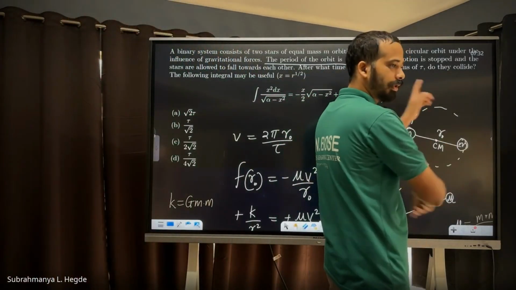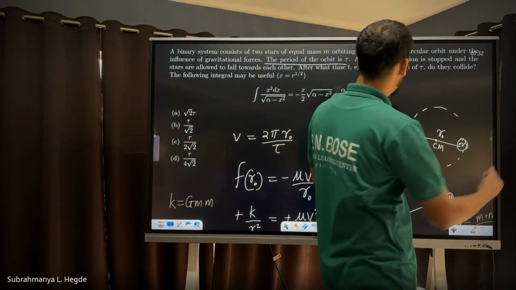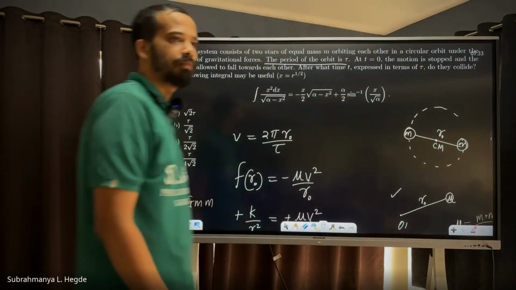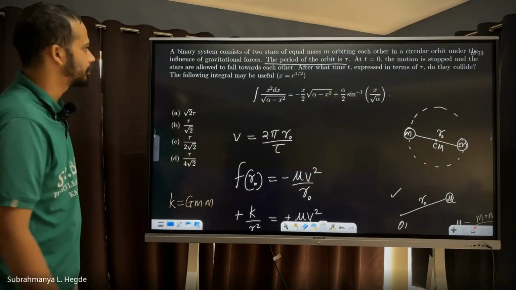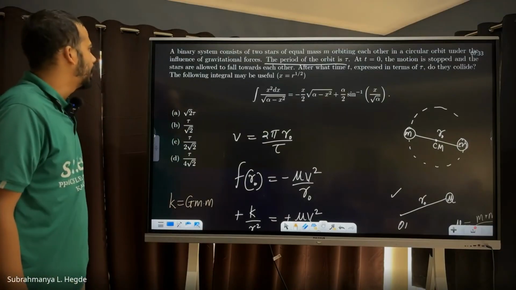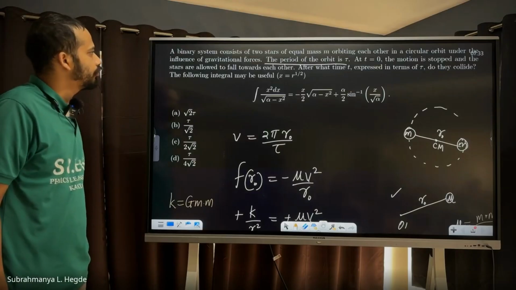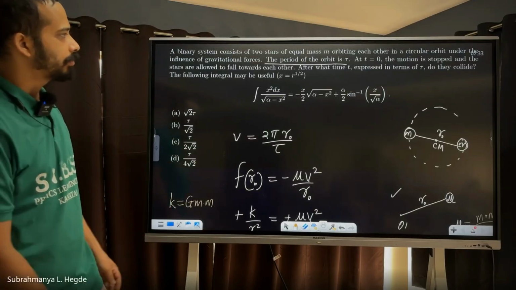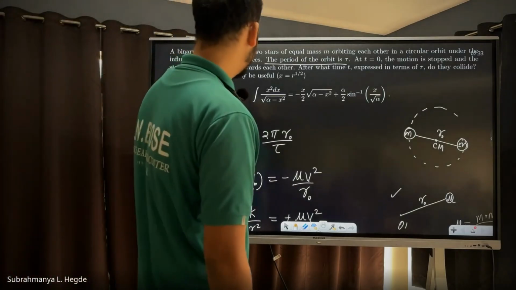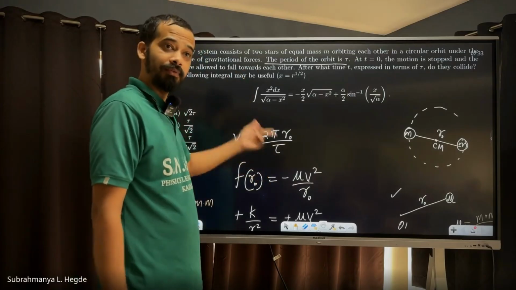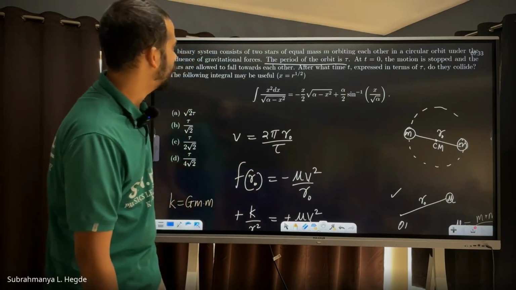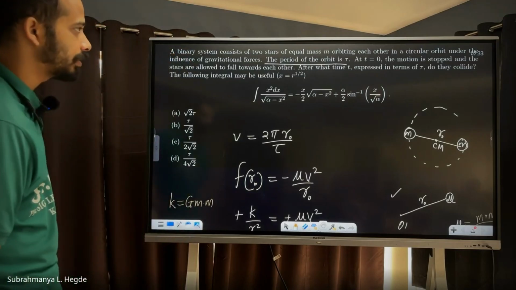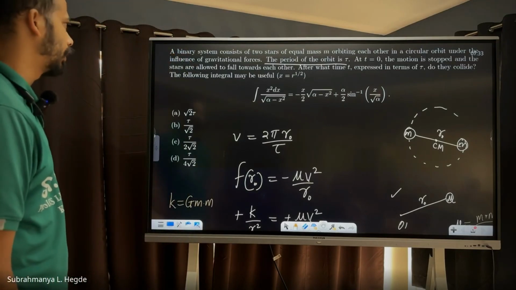They stop orbiting, and they will start moving towards each other because of the gravitational attraction. The motion is stopped and the stars are allowed to fall towards each other. After what time t, expressed in terms of time period tau of that old circular orbit motion, do they collide?